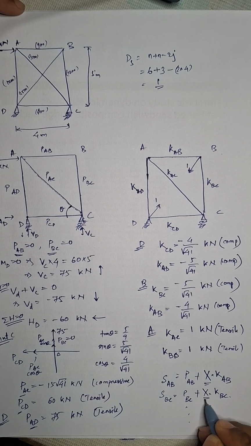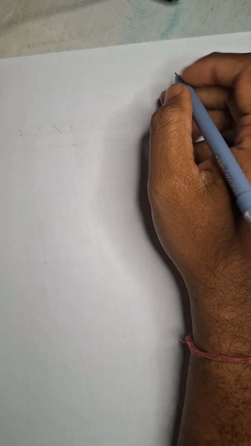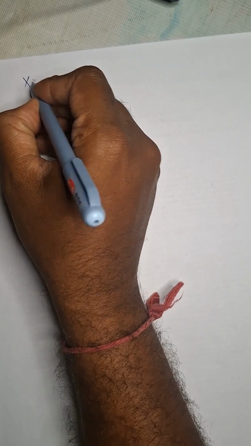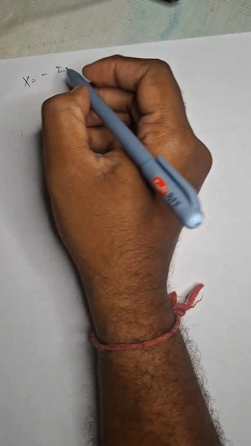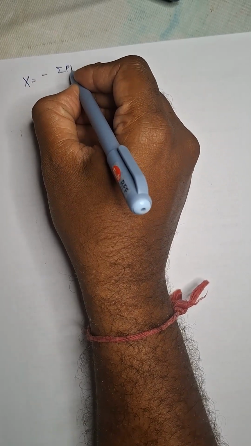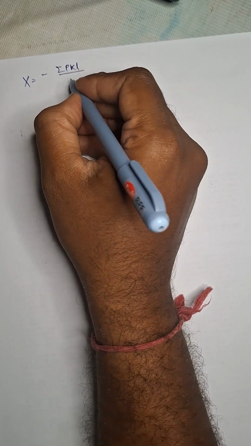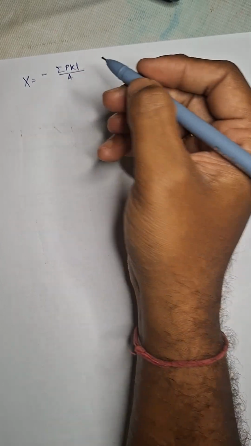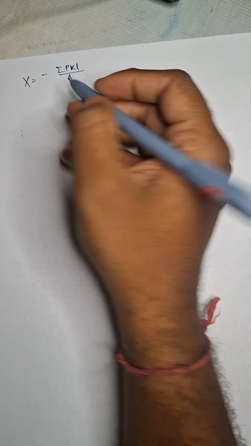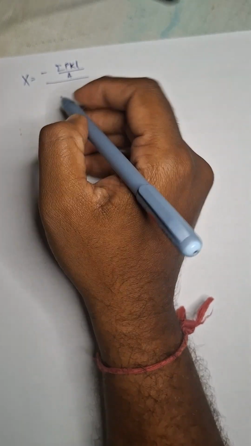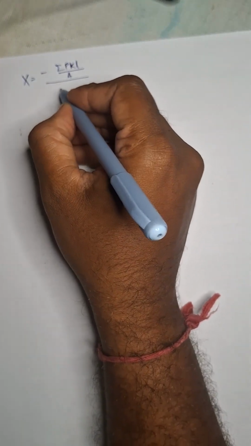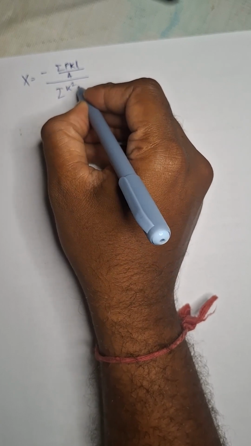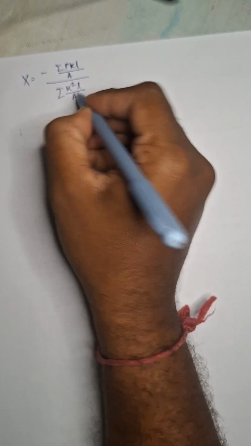So the only unknown now we need to find out is X. We have to apply the formula now to find out the redundant member. What is the formula? X is equal to minus summation of PKL divided by A. As the modulus of elasticity is constant for all the members, it will be cancelled out. So divided by summation of K square L divided by A.